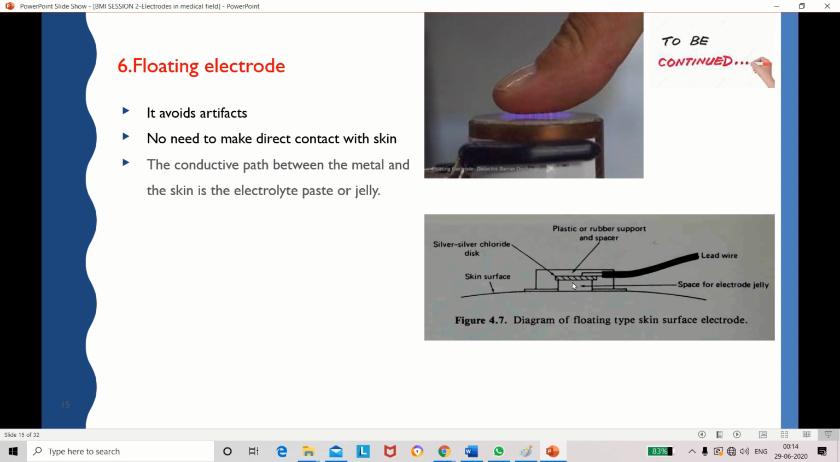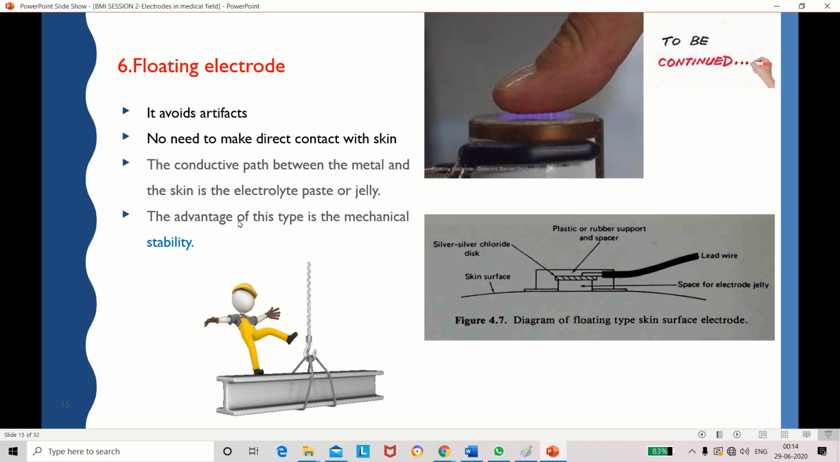This space is for filling electrolytic gel or paste, we can say. Here we are connecting the lead wire to make connection with the display unit. The main advantage of this electrode is that it can give more stability.